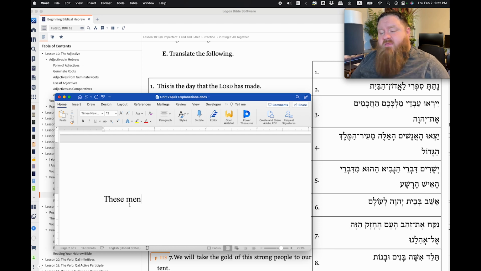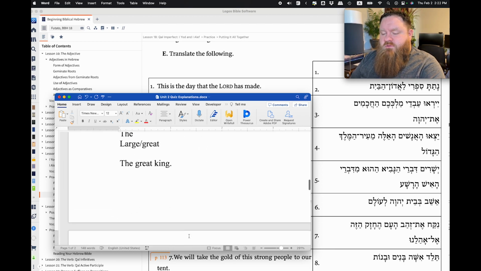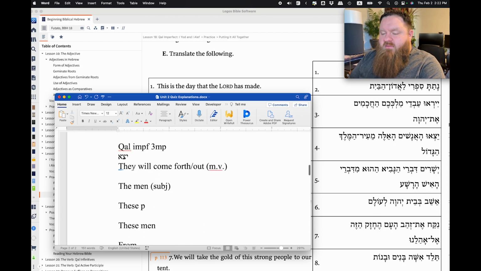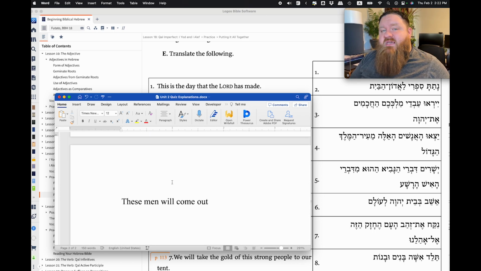English says, after the subject, give me the main verb. So we come back through here and we say, okay, what was our main verb? They will come forth, or they will come out. So these men will come out. And again, remember, they is not a word in the Hebrew text here. Yatsa literally means will come forth or will come out. It implies that the subject is masculine plural, but there is no word they here that we would bring into English. We only supply that pronoun in English if we don't have an explicit subject in the sentence in Hebrew. These men will come out.